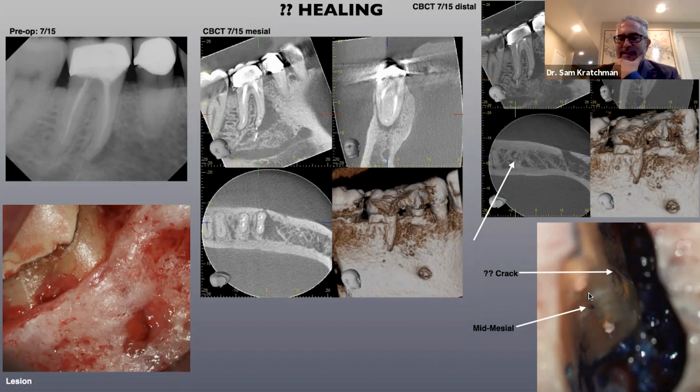So I'm going to connect all these dots and put a root end filling. This is a question mark. This is that J-shaped lesion, that endoperio lesion. Looks like this line maybe is a crack, or is it a lateral canal, or what's going on? Not sure.